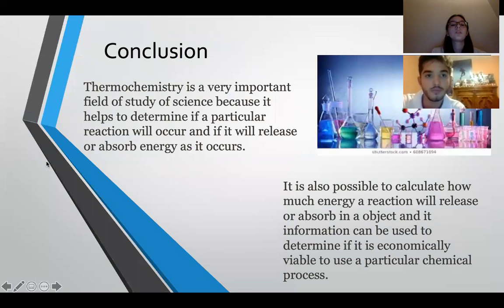So for conclusion, thermochemistry is very important in the field of science, such as chemistry, physics, biology, any type of science, because it helps determine if a particular reaction will occur and if it will release or absorb energy as it occurs. Also, it's possible to calculate how much energy every reaction will release or absorb, and this information can be used to determine if it's economically good to use, or if we should use another particular chemical in the chemical process.